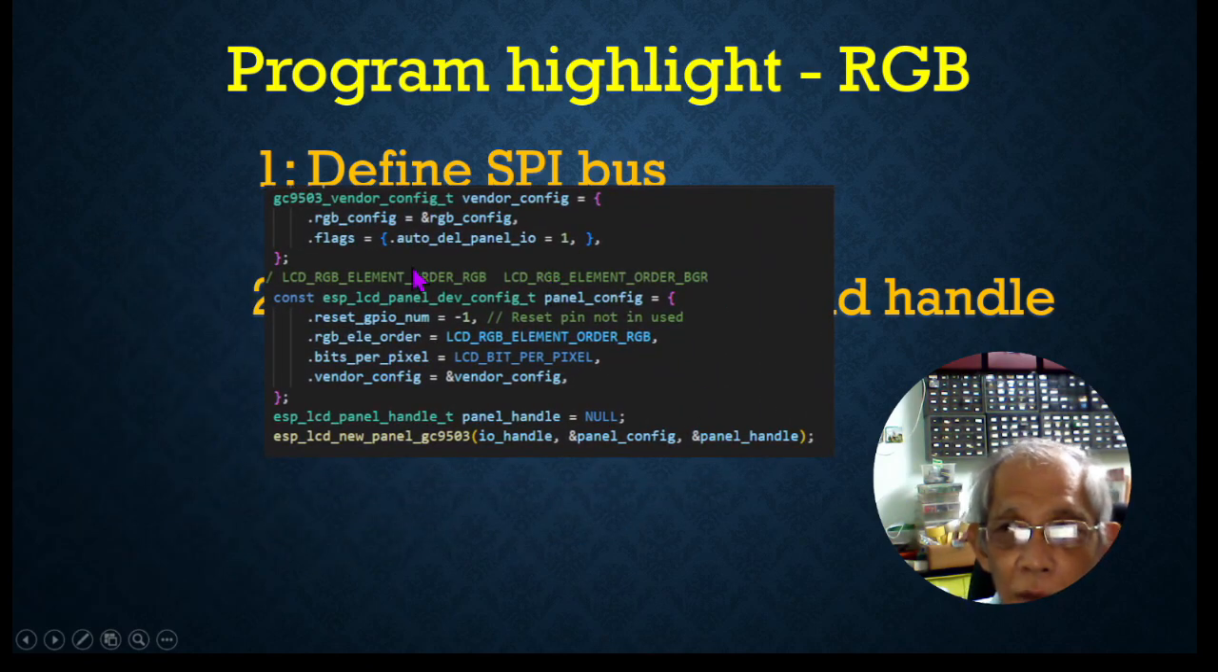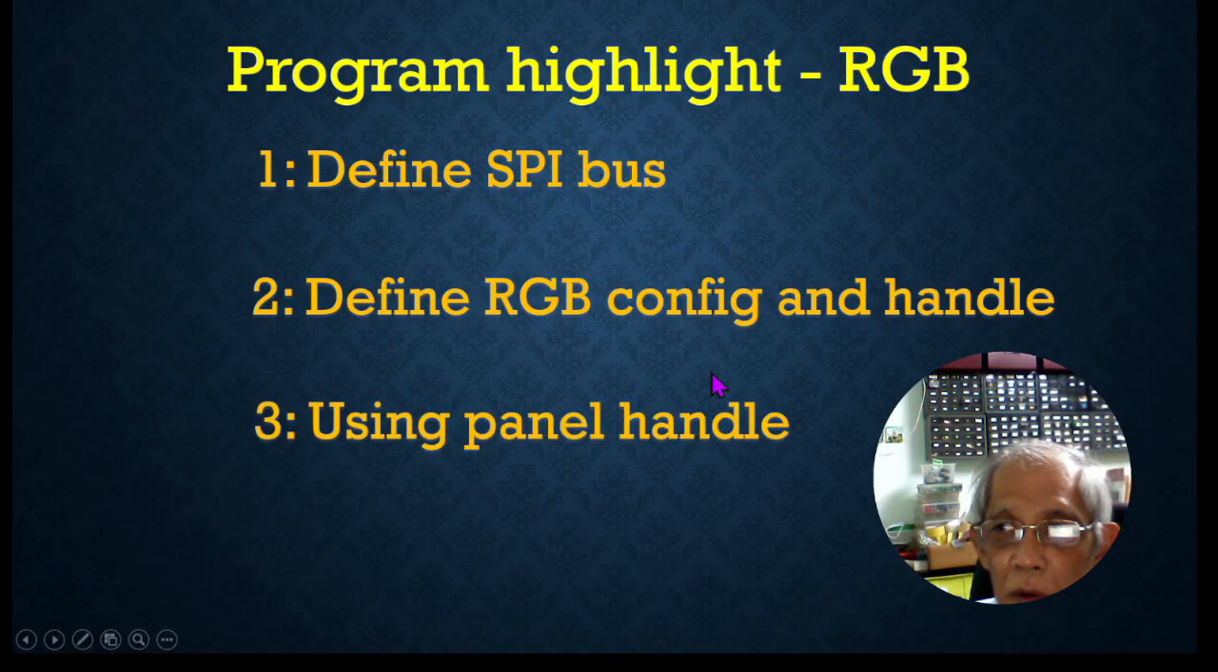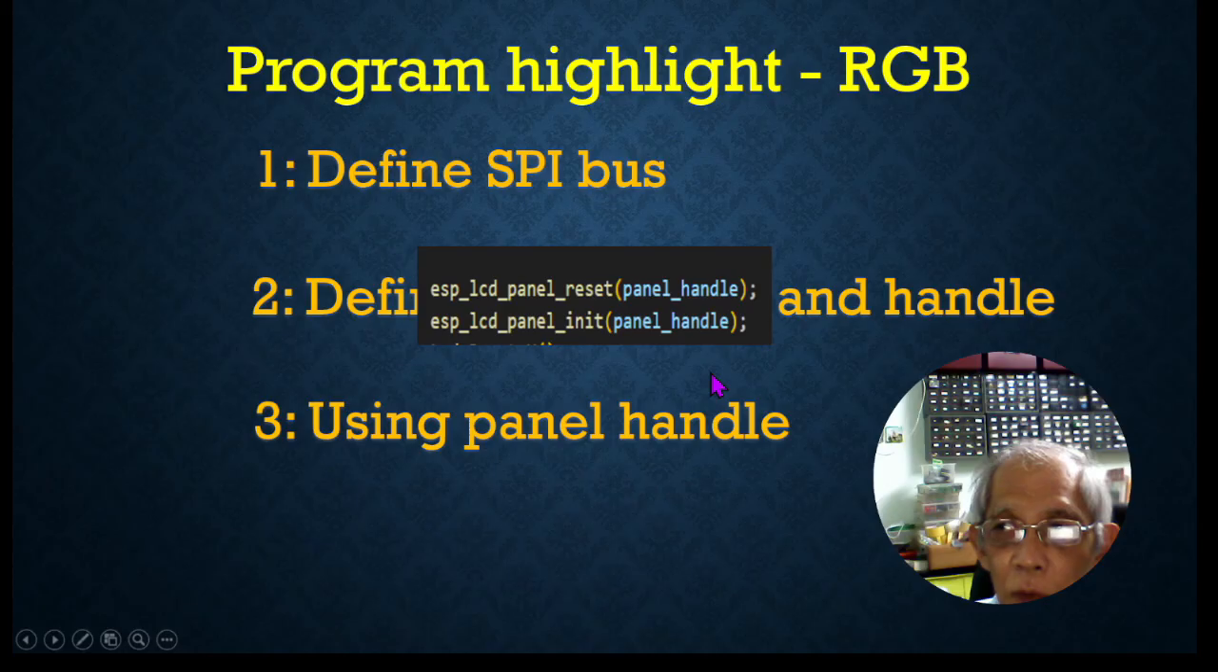So with the RGB configuration defined, we will create a new panel handler making use of the specific driver number that we're using in this project. So in this case, it will be the GC9503. From there on, we're going to create a panel handler. With the new panel handler, you can start making use of the LCD specific functions. For example, reset, initialize, right? You can be doing things like draw bitmap on this one.